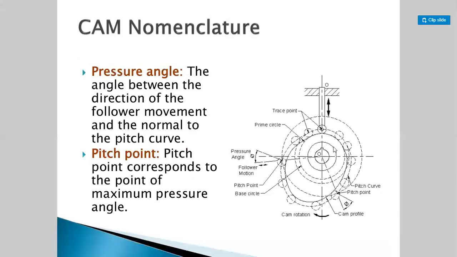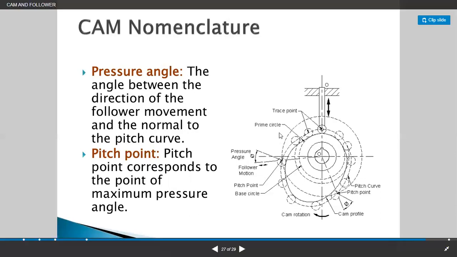Pressure angle. The angle between the direction of the follower movement and the normal to the pitch curve is called the pressure angle. Suppose the follower is here, the direction of motion is here. Now the normal of the pitch curve, suppose this is the pitch curve, so here the normal is in this direction. The angle between the follower motion and the normal is called the pressure angle.